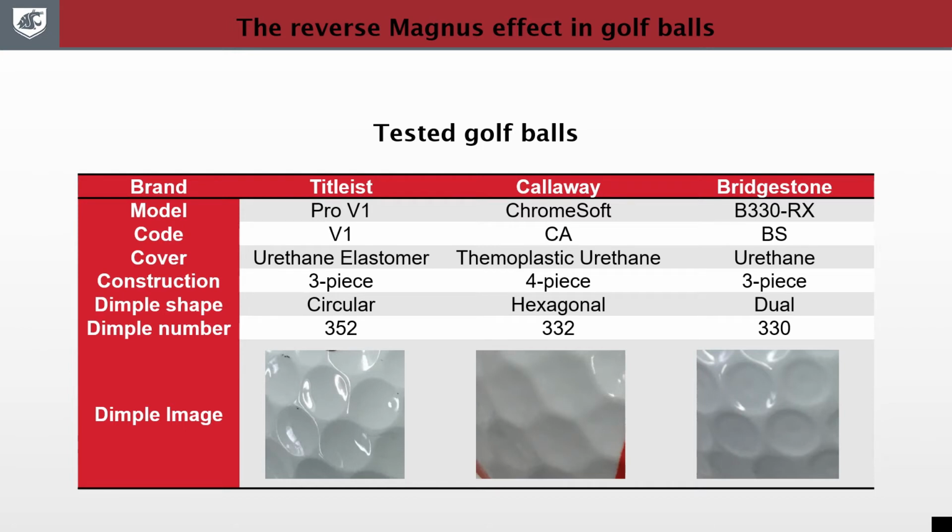We compare the lift and drag of 3 different golf ball models. They are identified as V1 for the Titleist Pro V1, CA for the Callaway Chromesoft, and BS for the Bridgestone B300-RX. While all of the balls are approved for regulation play, their dimple patterns differ. The V1 has rounded dimples, the CA has hexagonal dimples, and the BS has dimples with a flat interior. By comparing the response of golf balls with differing geometries, we can determine how universal the reverse Magnus effect is.